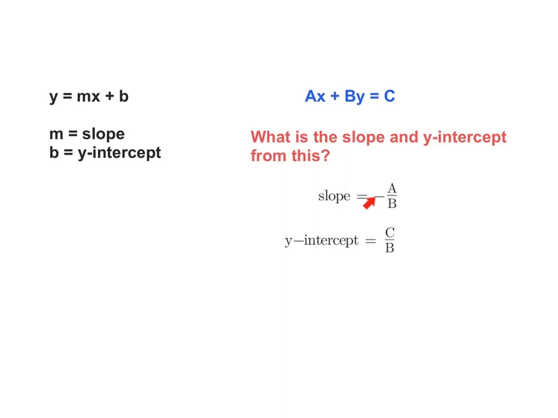So that's one of the reasons why in your homework last night I was having you identify A and B. Because if you can identify A and B, whatever their signs are, you can pick off the slope without having to convert it into slope-intercept form.